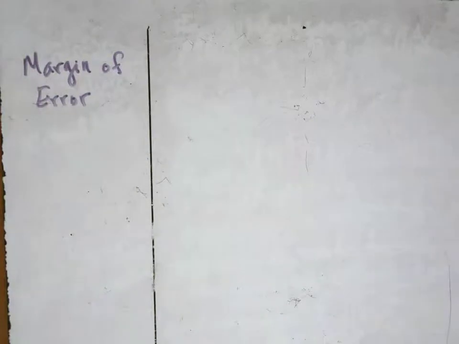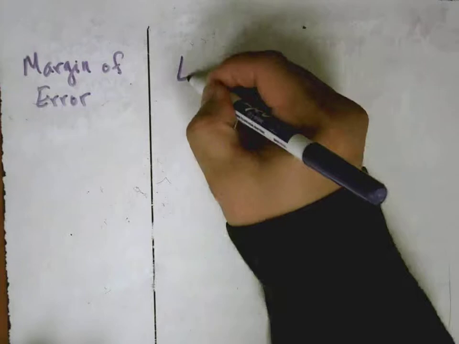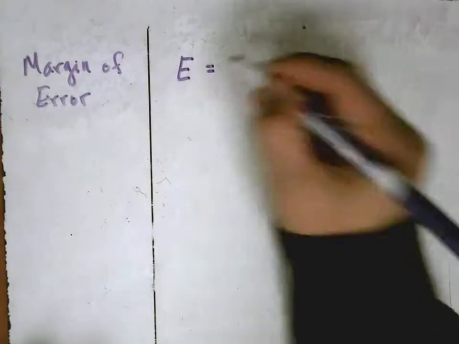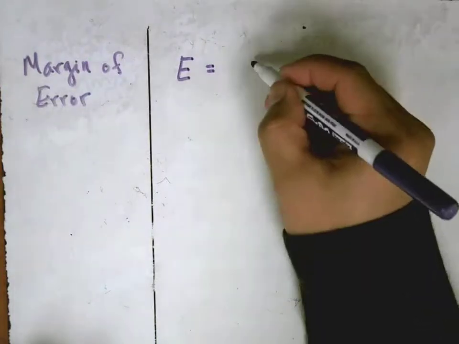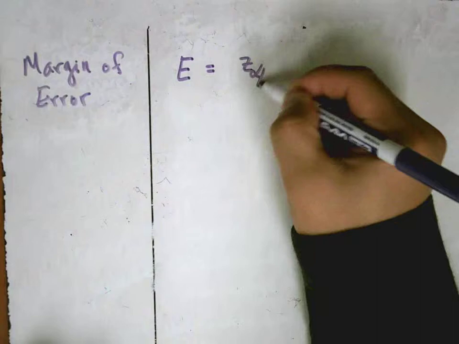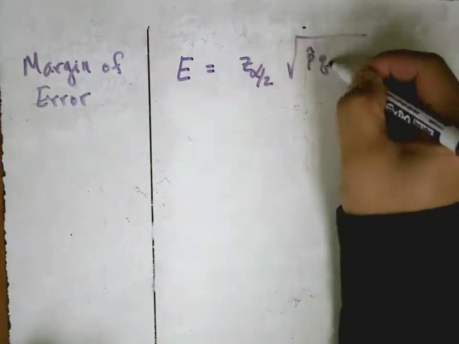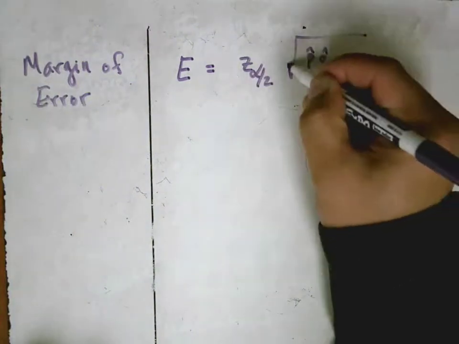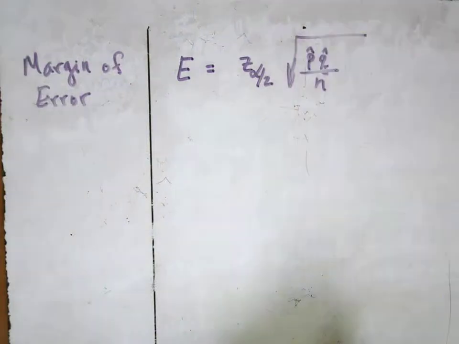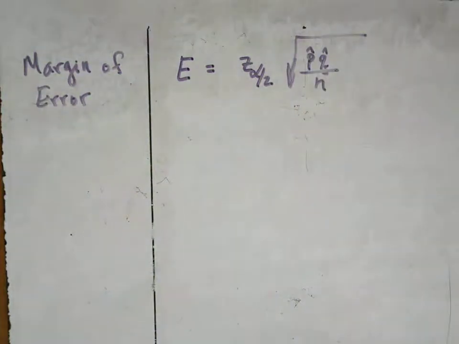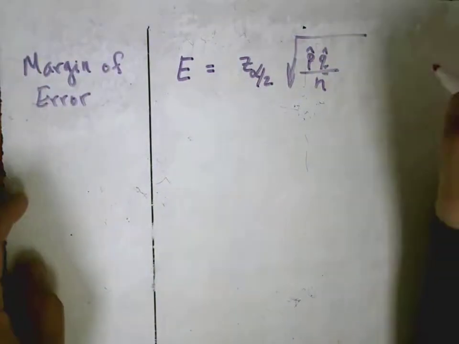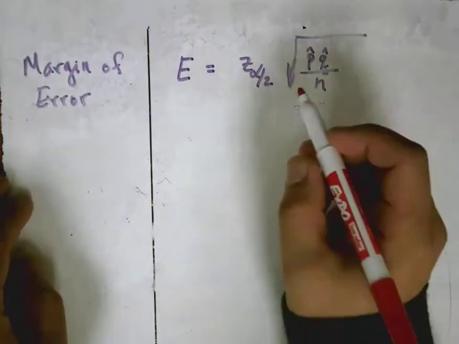Okay. So the first idea we're going to talk about here is margin of error, and let me give you the definition first. So the margin of error is equal to z alpha over 2 times the square root of p hat times q hat over n. Okay, and that whole expression there is inside of the square root. And again, I'll explain what all of this means in a minute once we do an example. But let's just get the basics here.